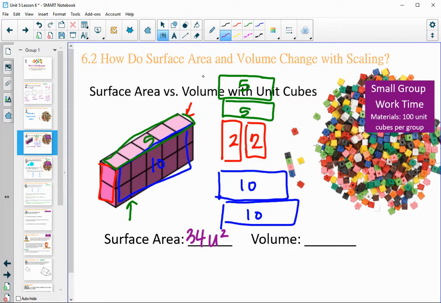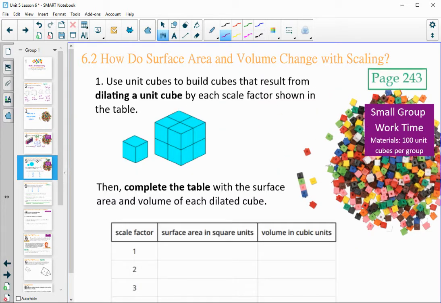Then volume is how many actual cubes make up the structure. We've got 5 cubes on the bottom, 5 cubes on the top. So the volume here is 10 units cubed, or 10 of those 1 by 1 by 1 cubes. So that's what we're talking about for surface area versus volume. So let's go ahead and look at 1 cube, and then let's start dilating it.